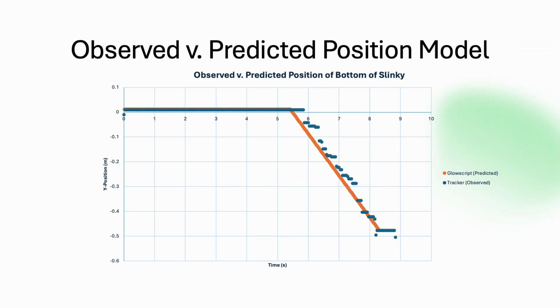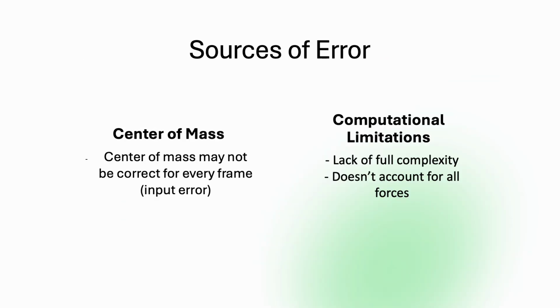To discuss these results, comparing our observed and predicted position models, we can see that they roughly follow the same trajectory. Of course, the observed had a little bit of experimental error just because it's hard to click frame by frame with exact precision, but they follow the same general trend. Some sources of error, like I mentioned, were the center of mass. It may not have been correct for every frame. There were over 200 frames, so it was very difficult to have a very specific point for each. There were also some computational limitations because it doesn't have the full complexity of a real-world model, and it doesn't account for all forces like wind blowing on the slinky or it hitting the ground.